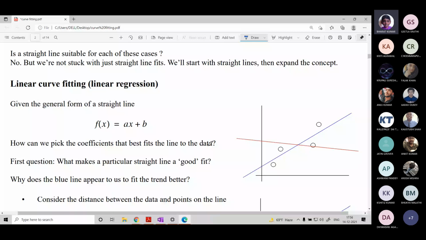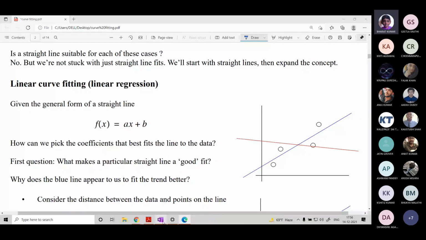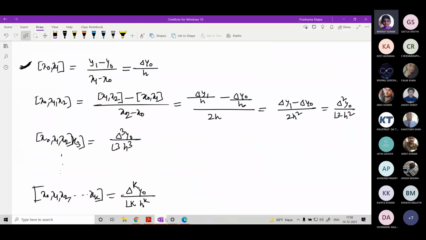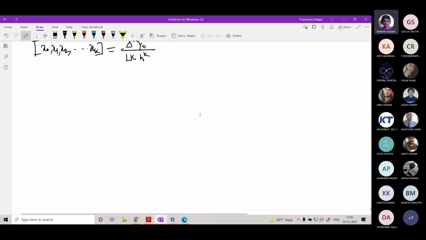Okay, so let me tell you how to accumulate the error, and I'll end the class. Later the further discussion will be done in the next class. I can do it here, no problem. Curve fitting.